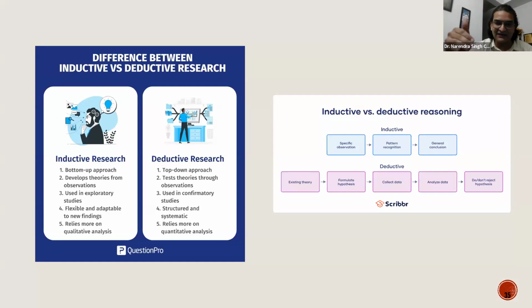And when I talk about deductive, it's largely a top-down approach. I already know a lot of things. I want to test theories through observation. I am using confirmatory studies. I'm giving citations through the literature review, structured and systematic, and relies more on quantitative.